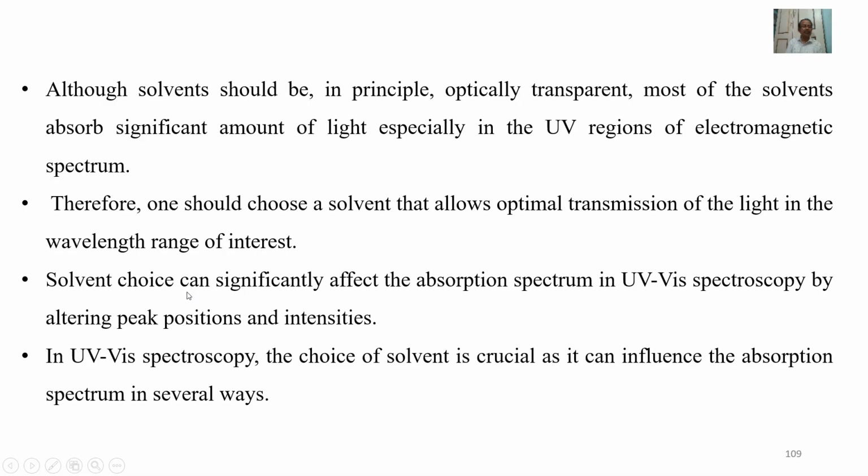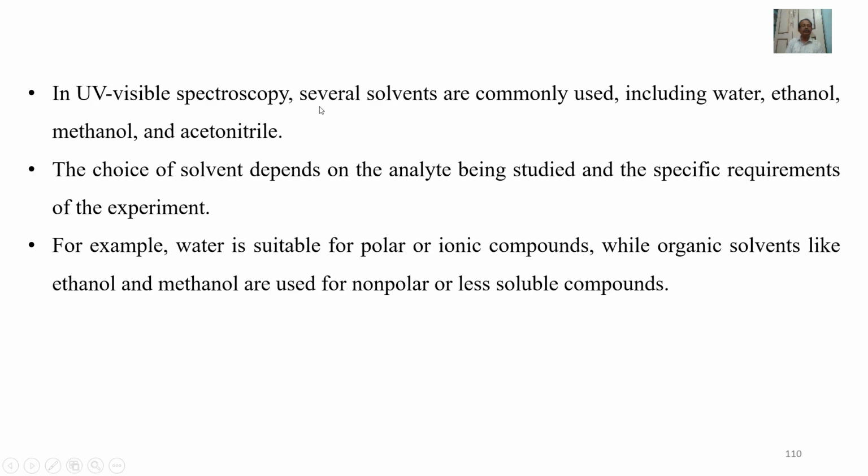Solvent choice can significantly affect the absorption spectrum in UV spectroscopy by altering peak positions and intensities. In UV spectroscopy, the choice of solvent is crucial as it can influence the absorption spectrum in several ways. Several solvents are commonly used, including water, ethanol, methanol, and acetonitrile. The choice of solvent depends on the analyte being studied and the specific requirements of the experiment.